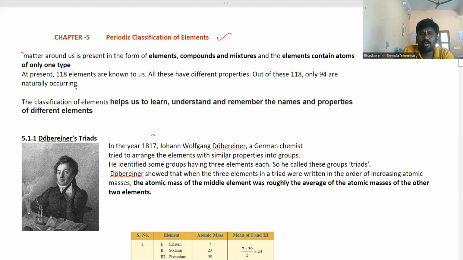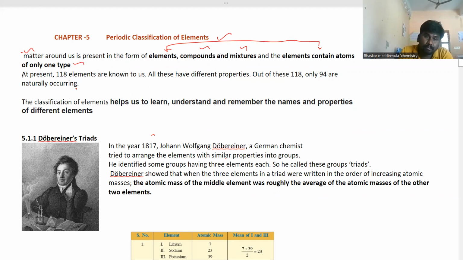Already we are familiar with matter. Matter around us is present in the form of elements, compounds, and mixtures. Already we covered this; you may have learned it in the 9th standard. So an element contains atoms of only one type. Okay. An element is one of the pure forms of matter which contains only one type of atoms.